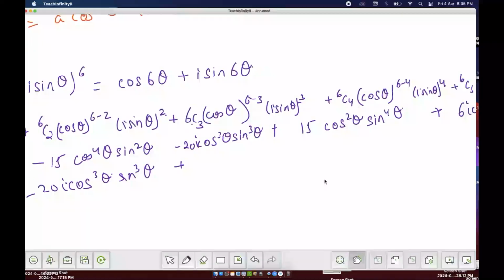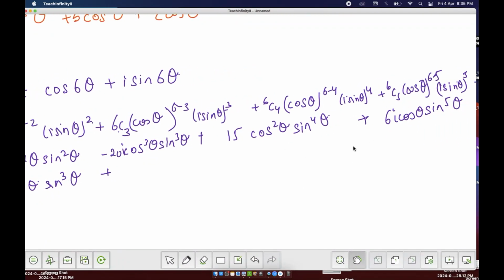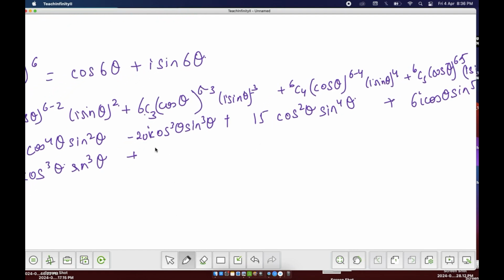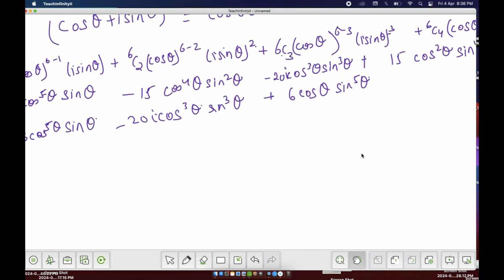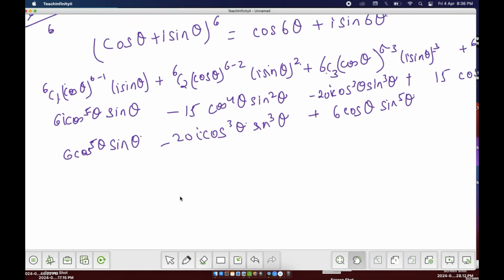Go to the odd power, number 1 odd power, 65. So 65 is 6 cos theta, 6I cos theta. That's I times I to the power 4 is 1, right? Times I again is this I. So that's plus 6I cos theta sine to the power 5 theta. Okay. So that's the expansion of the imaginary part.